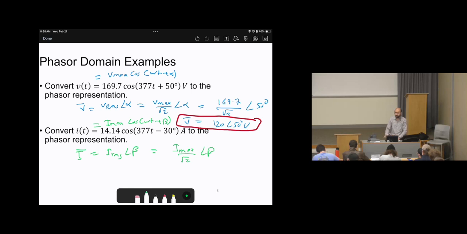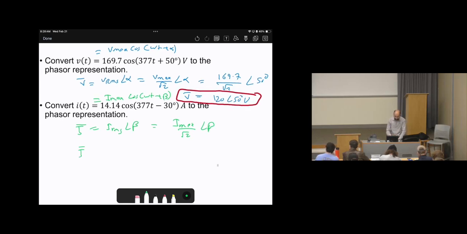Actually, in the analysis, you don't need to over-explain it like this. Just substitute it. You don't need to write here; I just wrote it to explain it to you. So in real life, when you do the analysis, you will say I bar equals what? 14.14 divided by square root of 2 angle, what's beta? Negative 30 degrees, right? So 14.14 over root of 2, which is 10, angle negative 30 degrees amperes. That's it. Okay? Any question?